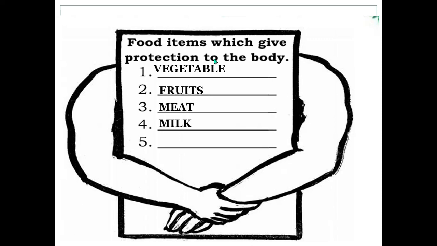Then meat, milk, egg, these are the food items which contain protein, and these food items help us to protect our body from harmful diseases. So there are many food items which give energy for us, which give protection to our body, and which help us to grow. Understood, children?